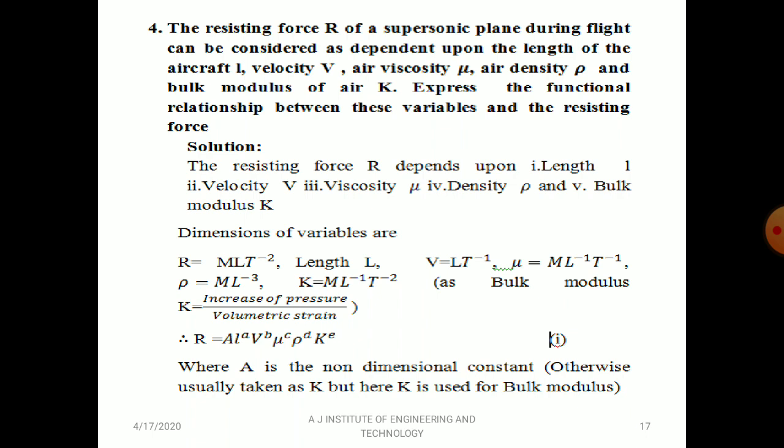Now I have to express the dependent parameter as a function, or product, of a constant and the independent variables raised to some exponents. So R equal to A into L to the power a, V to the power b, mu to the power c, rho to the power d into K to the power e. Now can you guess why I have used A as a constant? It's because K is already given for bulk modulus in the problem. If you use K again as a constant, you will get confused. To avoid that, I used A as some constant, or you can go with B or C also. That is left to you.